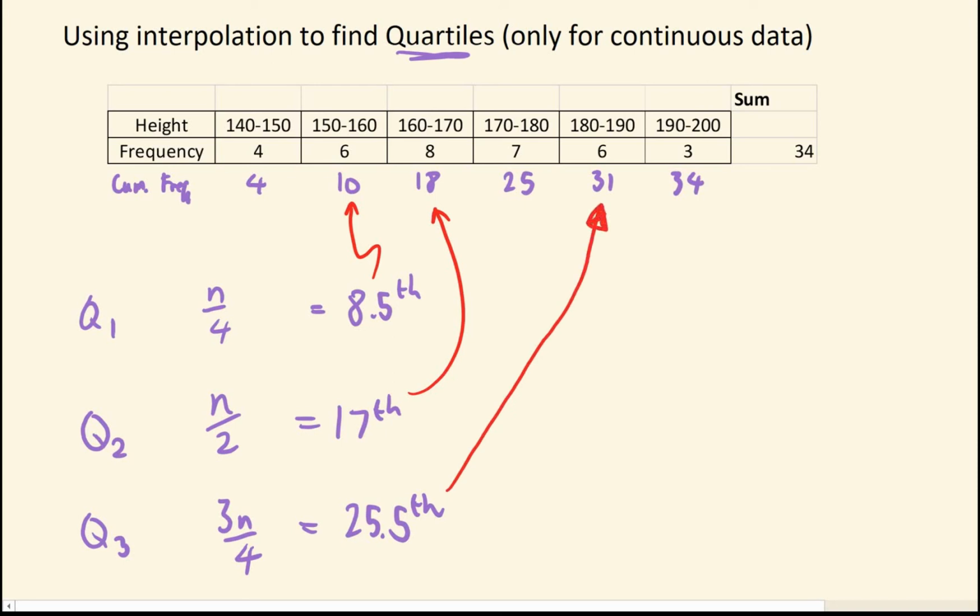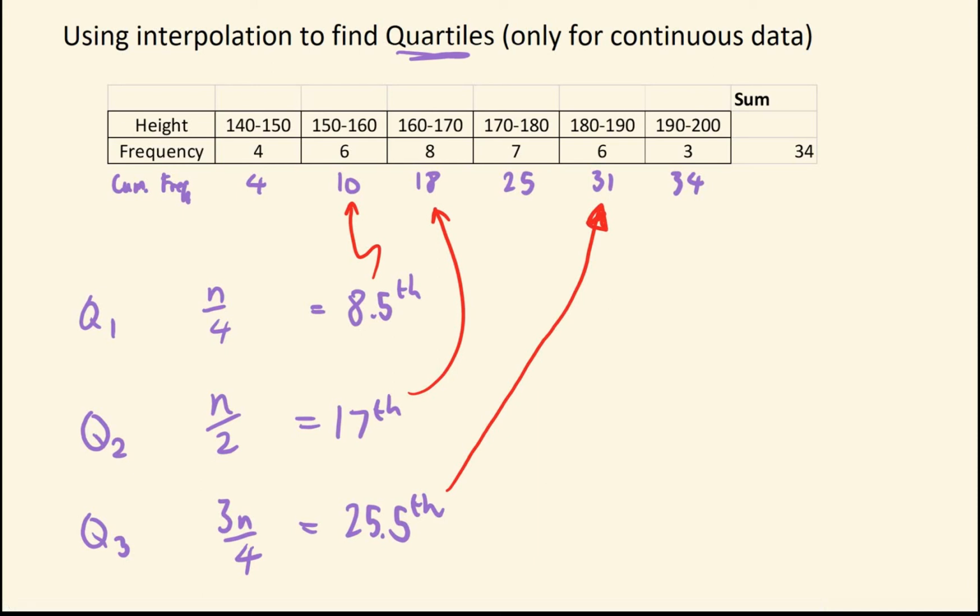However, we can do better than just saying they're somewhere within that class. For example, this median, the 17th piece of data, is going to be a lot closer to the end of this class width than the start. And on the other side of things, the 25th piece of data will be right at the start of this class width and nowhere near the end, because 25 was the end of the previous class. And we're going to use that to do our interpolation.